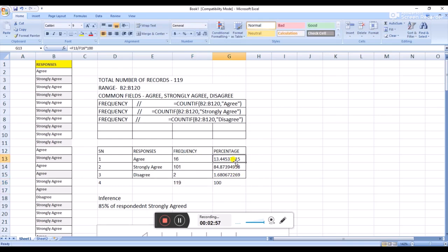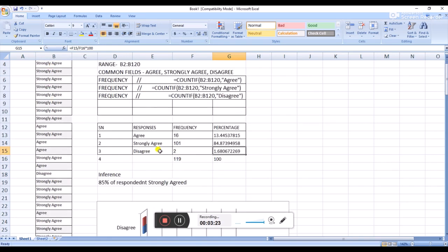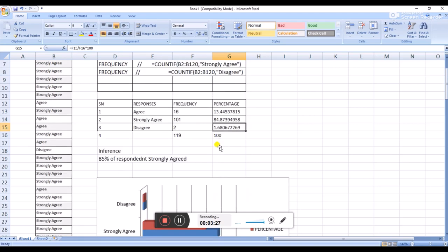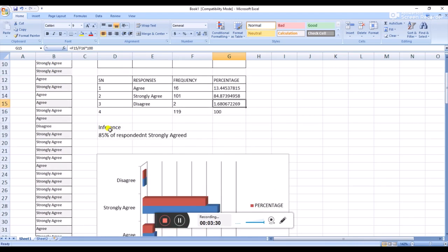So how do you find the percentage? The percentage will be this over the total times 100. So that's what I got here. This cell is F13, so I have F13 over F16 times 100. That gave me this, and I do the same for the others. I now discover from this table that the number of times that strongly agree appears is 101. That's 84, almost 85%.